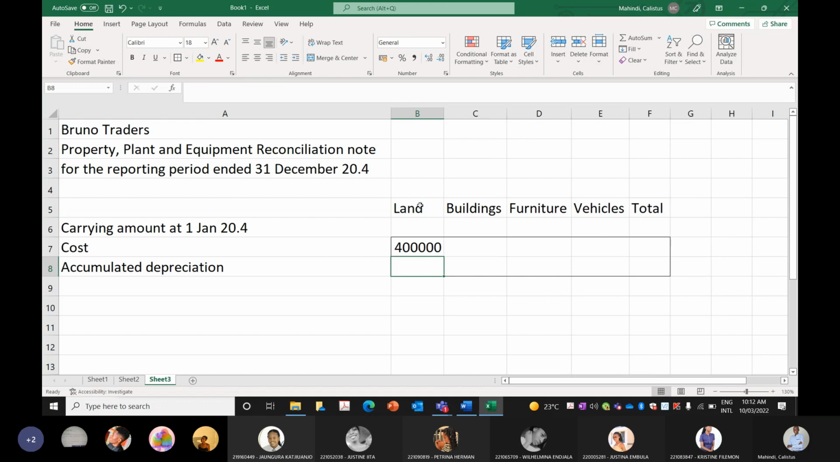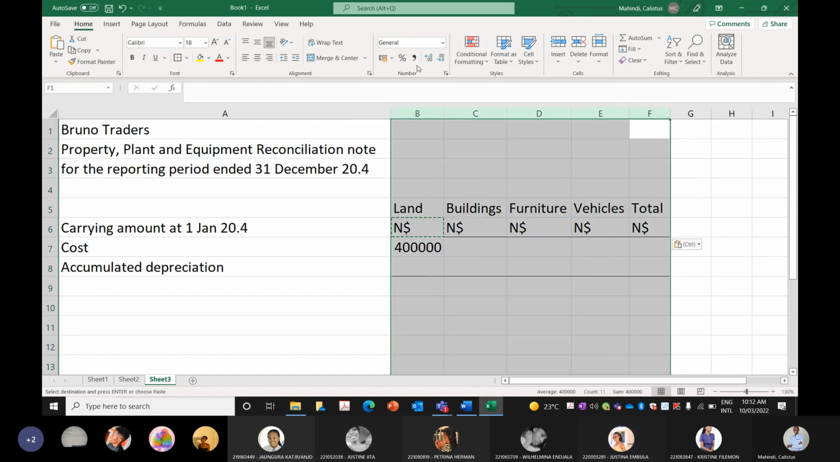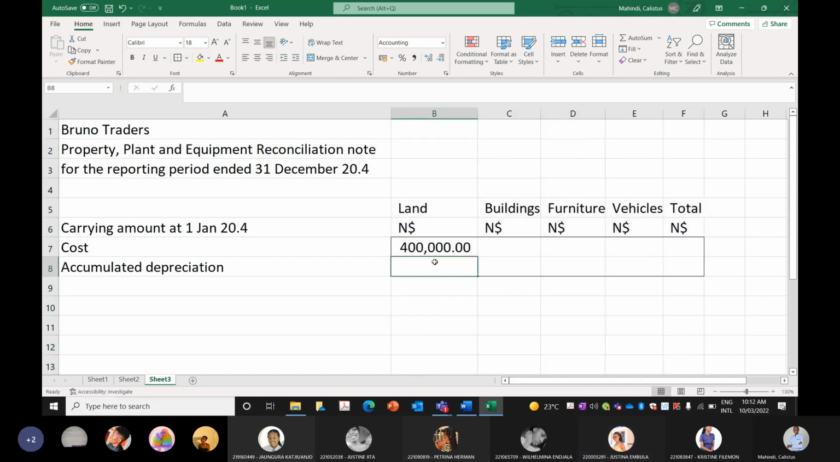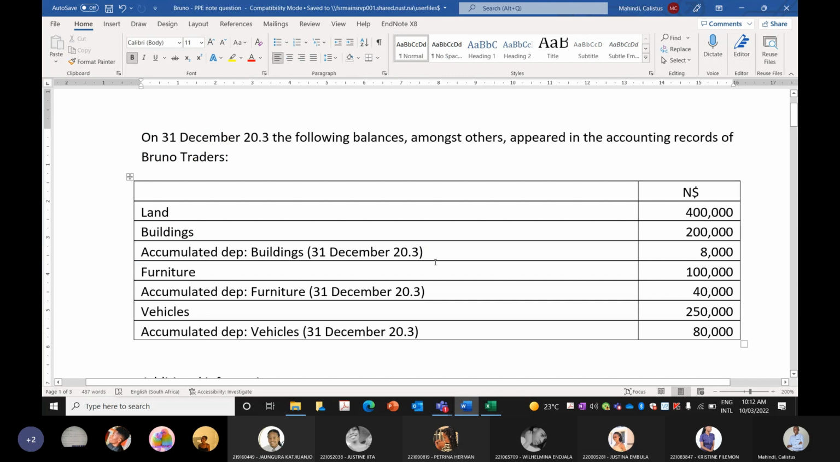You know that it is not going to be depreciated. Okay, let's just indicate that all of this is in Namibian dollars. Accumulated depreciation, nothing. Buildings were given the balances on 31 December. 200,000 is the cost, and then accumulated depreciation is 8,000. So you just put that in.